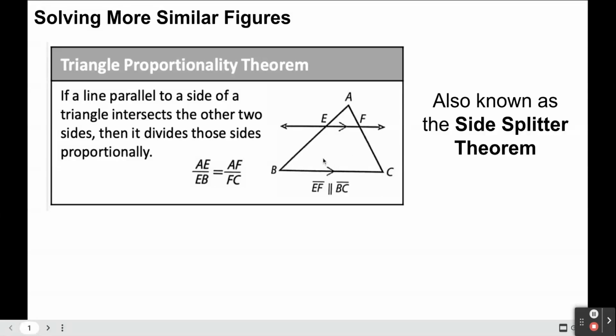We have a triangle. This line intersects the two sides of the triangle, and that line is parallel to the third side. So that means that the sides that it intersects are divided proportionally. AE with EB is equal to AF with FC. Those ratios are equal, meaning they are proportional. This is also known as the side splitter theorem.